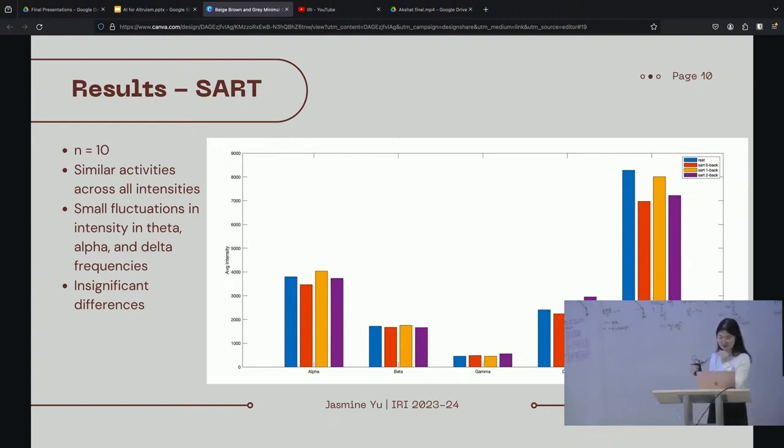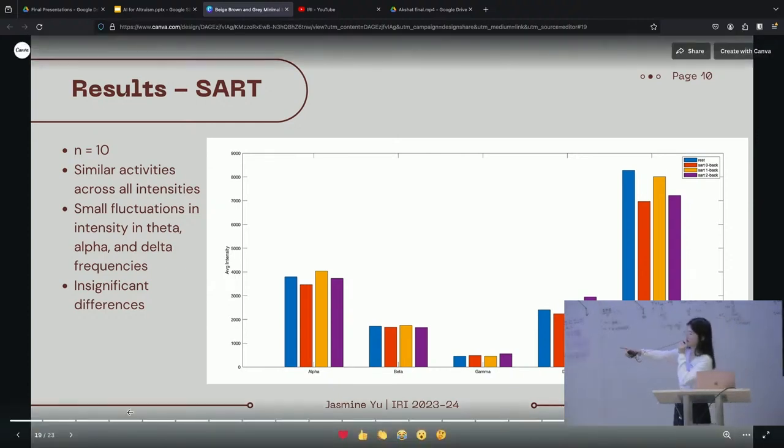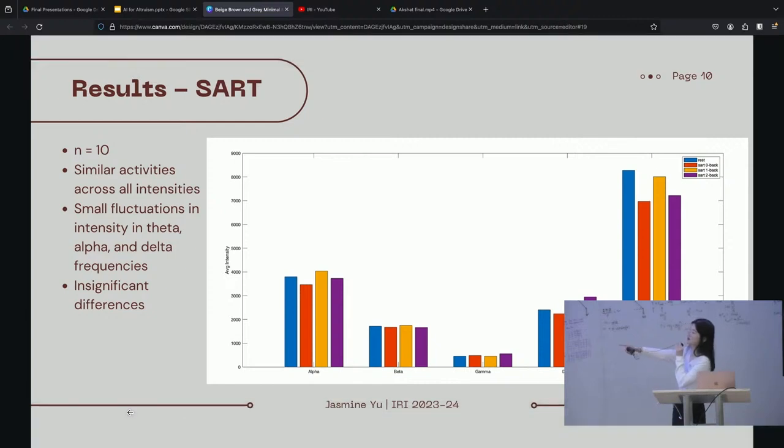So here I have 10 participants' average data, and I'm sorry the words are very small, but it will be alpha, beta, gamma, delta, and theta, and the Y labels are the average intensities. So for the SART, unfortunately, I don't see anything significant between rest and the SART blocks. As you can see here, it's kind of messy and there is no significance. But there are small fluctuations in the intensity in theta, alpha, and delta waves.